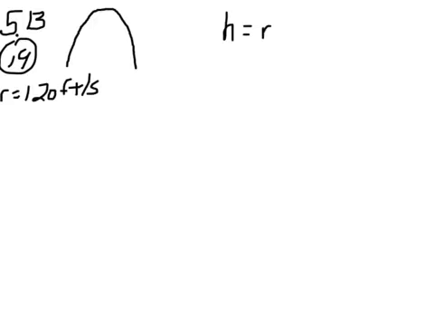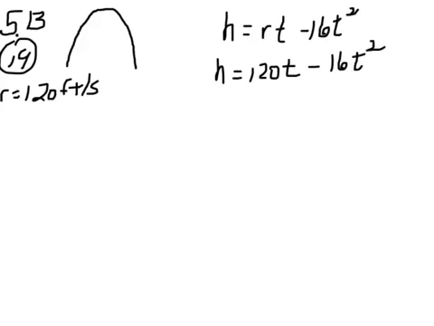H equals RT minus 16t squared. I already know my rate is 120, so I'll put that in front of my t, minus 16t squared. Now it says, how much later did the catcher catch it? Well, if you throw it up in the air, and then it comes down and the catcher catches it, the only way we can figure out to do this is to say, we'll call this 0 here, okay?